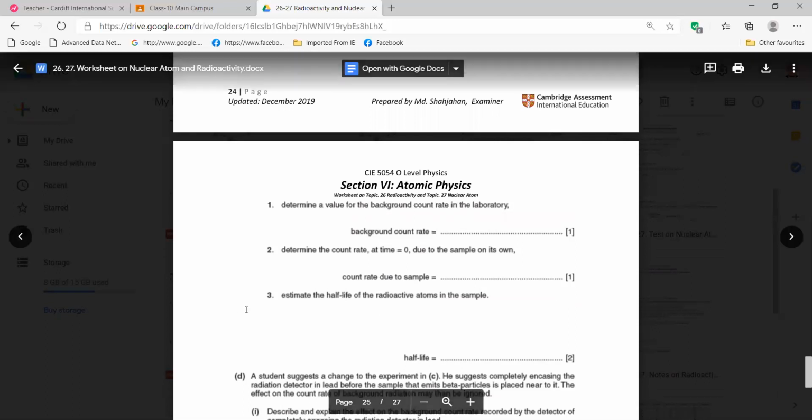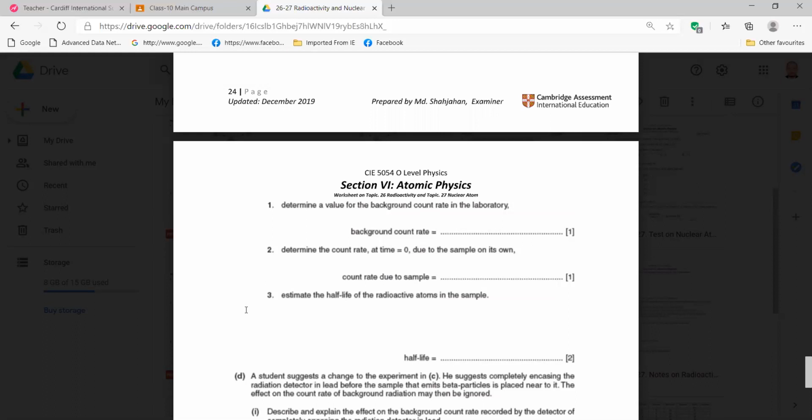Okay, now estimate the half-life of the radioactive atoms in the sample. Ziba, you just hold on. I know you know the answer. It's more likely that you know the answer, but I want others to get the answer by themselves. If they can't, then you will do. Okay, Ziba?